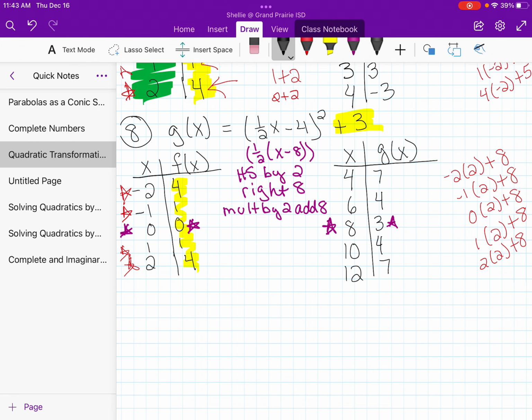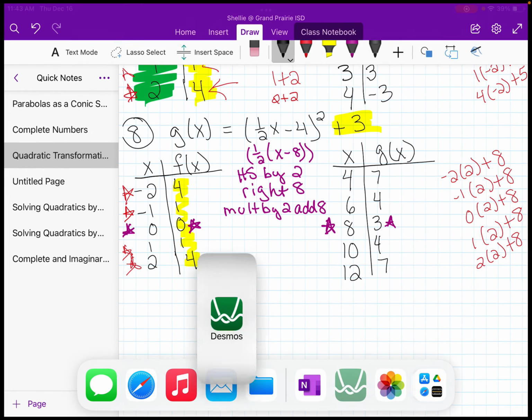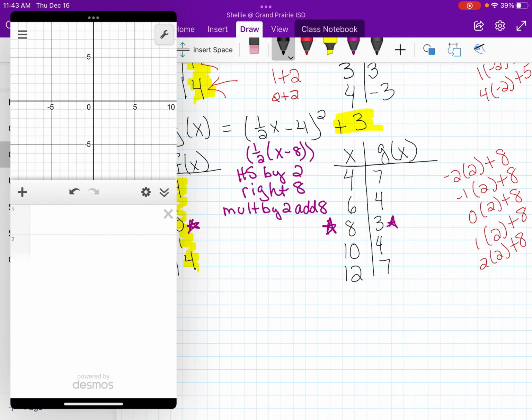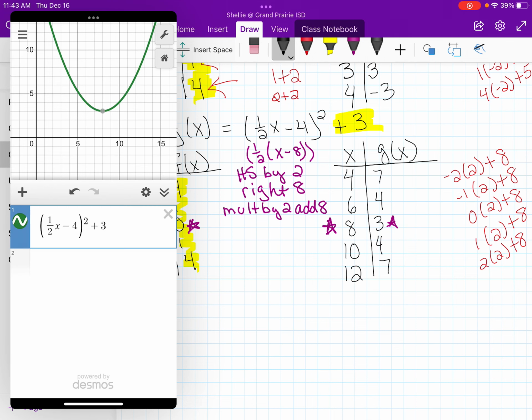And you can verify that by putting that into Desmos. So if I take the parent function, or not the parent, yes, I could do the parent function, but I'm going to take the transformed function we had there, which was parentheses 1/2 times x minus 4, and all of that was squared, plus 3. And you'll be able to see that graph here. You can see that the vertex is 8, 3.